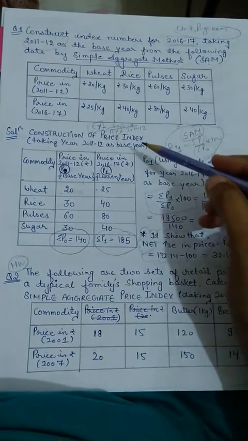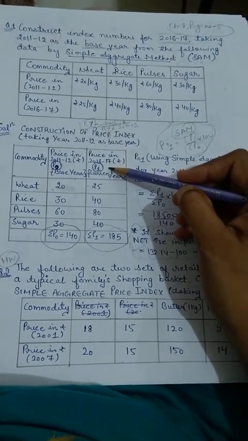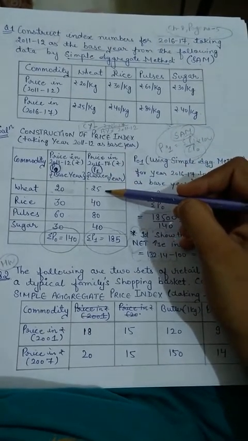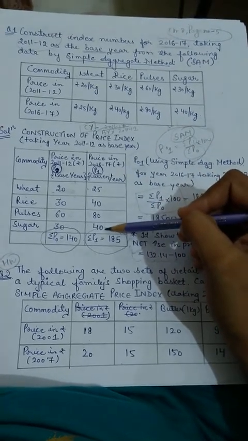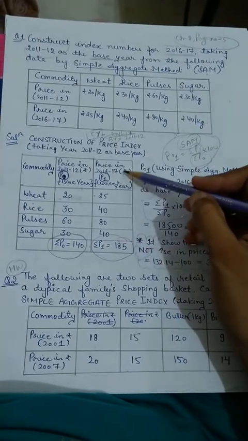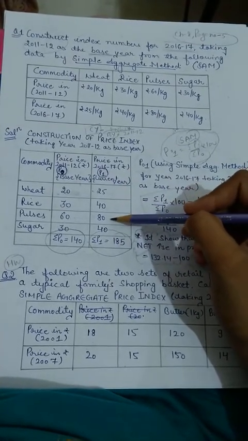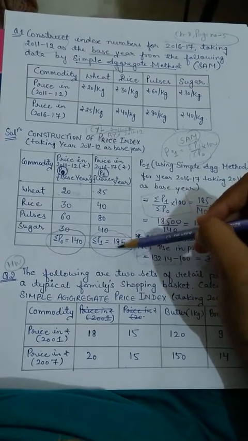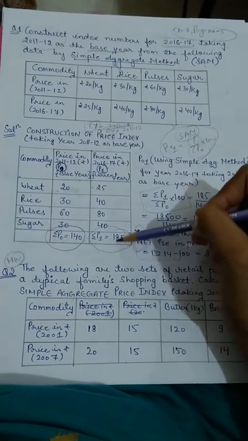Then here are your P1 prices of the current year, that is 25 for wheat, 40 for rice, 80 for pulses, 40 for sugar. We will add them all up, that is 25 plus 40 plus 80 plus 40. It will give you 185.